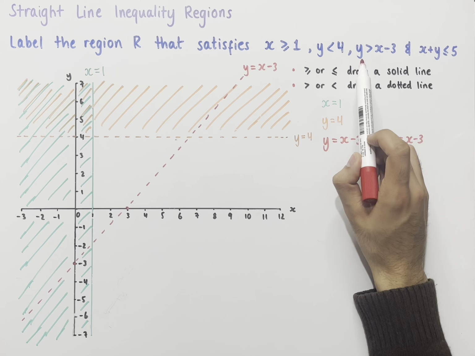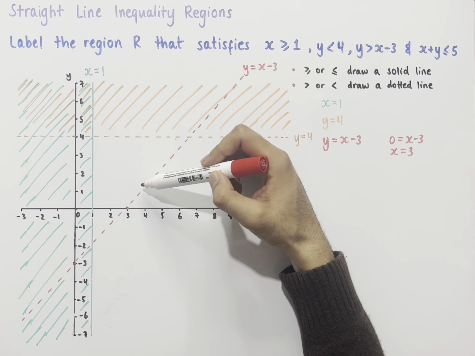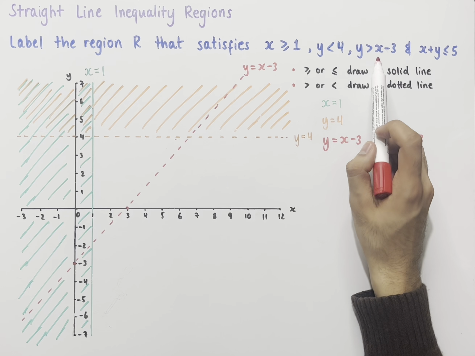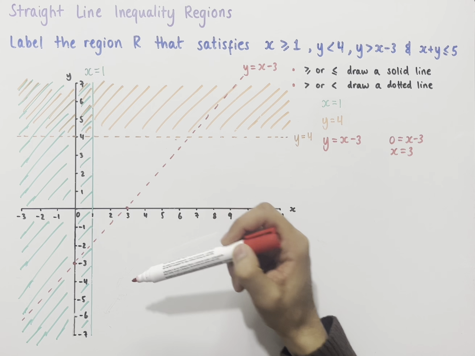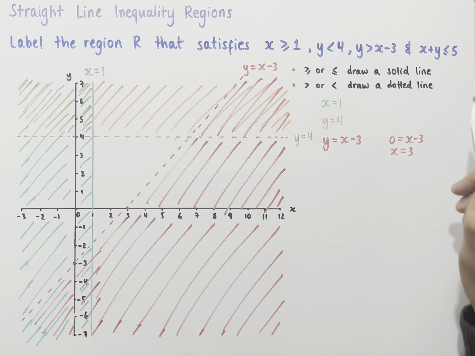Now, since the inequality is y is greater than x minus 3, we would want all of the y values that are above this line. But since we're shading the region that doesn't satisfy the inequality, we're going to shade all of the region below the line. And now for the final inequality, we have x plus y is less than or equal to 5.